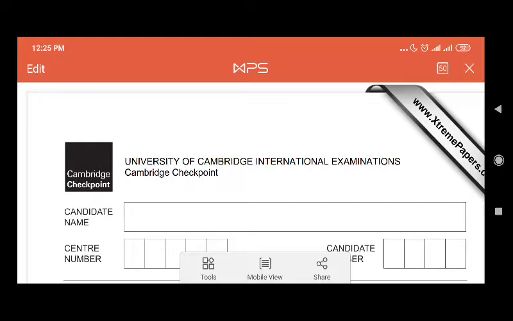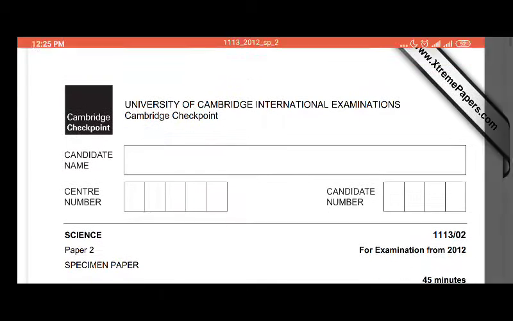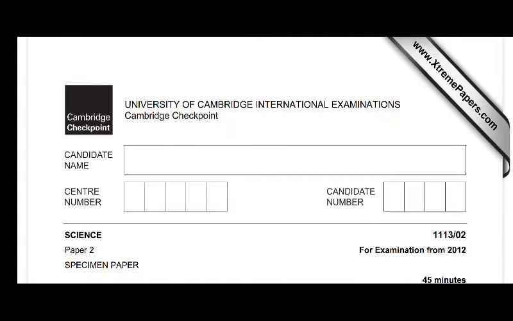All right, so this is what the header looks like. University of Cambridge International Examinations, Cambridge Checkpoint. So make sure that you see the Cambridge Checkpoint. It should not be IGCSE, but it should be Cambridge Checkpoint for Form 3s. All right, so you have a space there to write your name, the center number. So the center number will be given for the school.